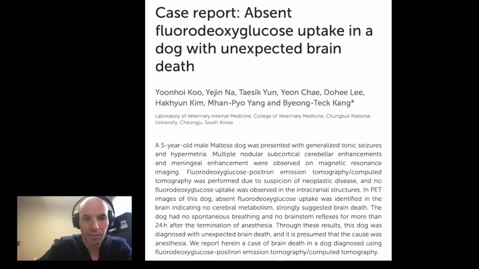Today we will go through the paper titled "Case Report: Absent Fluorodeoxyglucose Uptake in a Dog with Unexpected Brain Death." This is from Frontiers in Veterinary Science from December 2022. It is open source, so let's get through it.